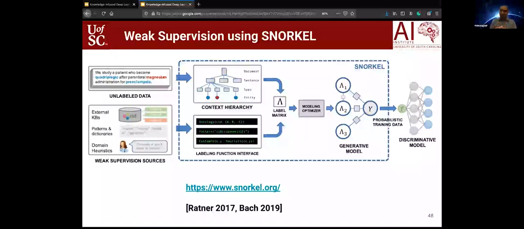And you want to create a matrix of these two domains. And you want to use an optimizer, which will learn the mapping between these two domains, the context hierarchy and the labeling function. And in this process, it will generate a weight function, which tries to map from the labeling function to the context hierarchy, so that you can have a label for your unlabeled data from the additional knowledge resources.